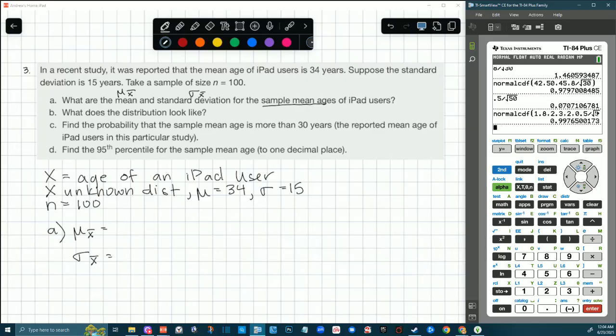And we know, thanks to the central limit theorem, we're taking samples that are bigger than 30. We know the mean is the mean of the population. The standard deviation is the standard deviation of the population divided by the square root of the sample size. So our mean is 34 years old. Our standard deviation is 15 years old divided by the square root of 100, which is 10, which would be 1.5 years old.